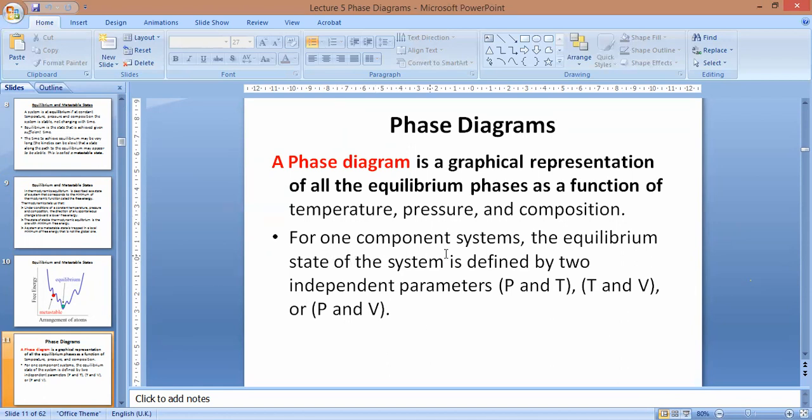For one component systems, the equilibrium state of the system is defined by two independent parameters. This is pressure and temperature, or pressure and volume. This is for a one component system. The equilibrium state is defined by two independent parameters. So sometimes you find a graph depicting pressure against temperature, or temperature against volume, or pressure against volume.